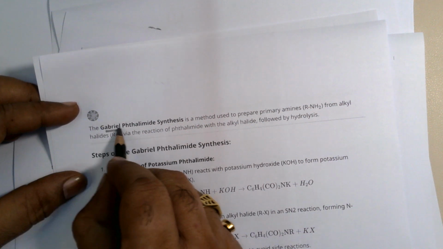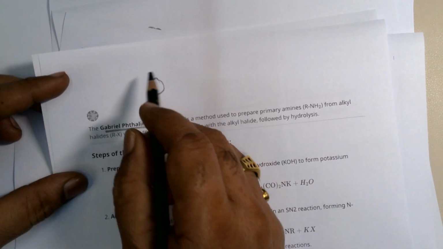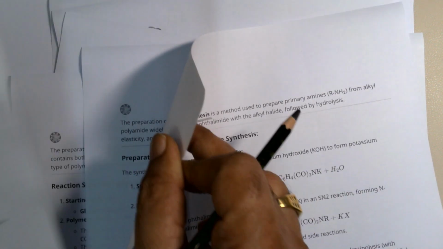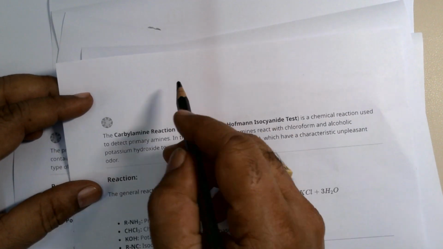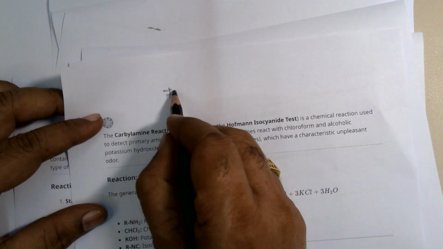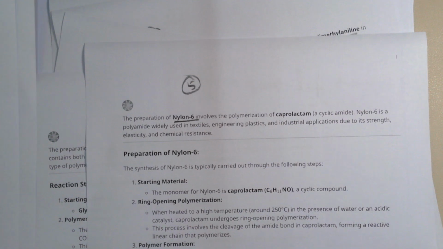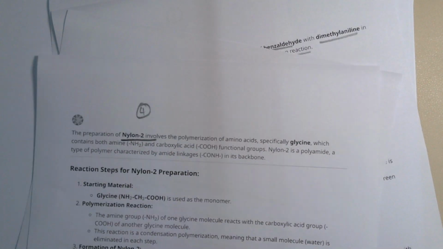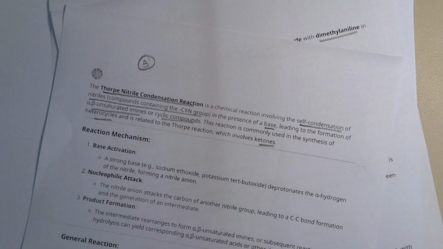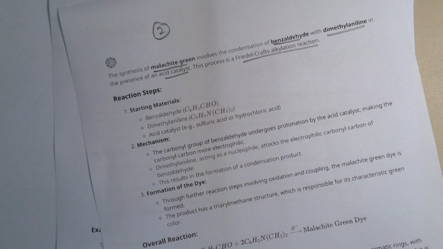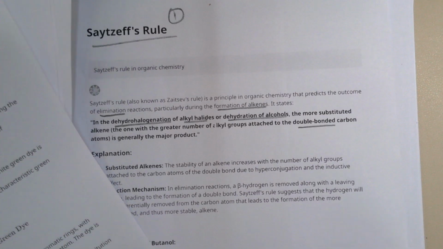Then Gabriel phthalimide synthesis, question number 6. And then carbylamine reaction, that is 7. So all these 7 are very, very important and they are most frequently asked in any plus 2 level chemistry, especially in board examinations. Let us discuss one by one.